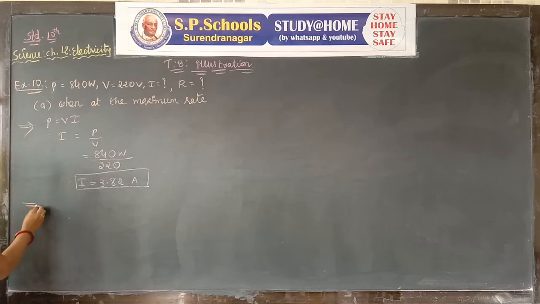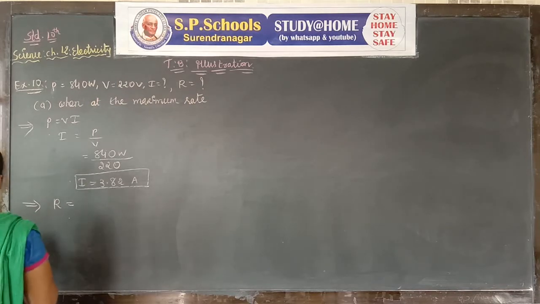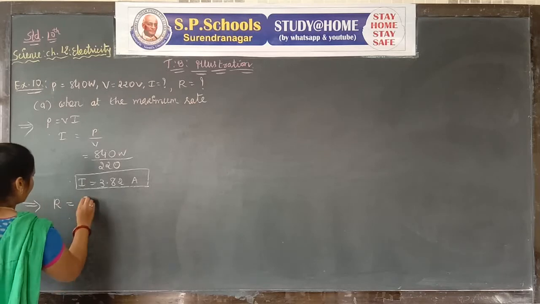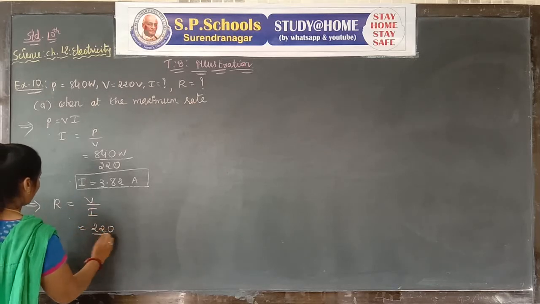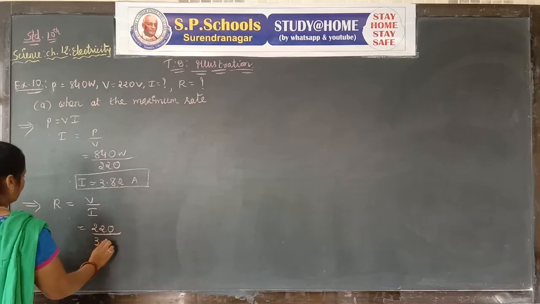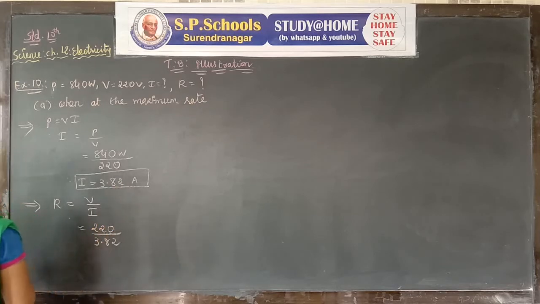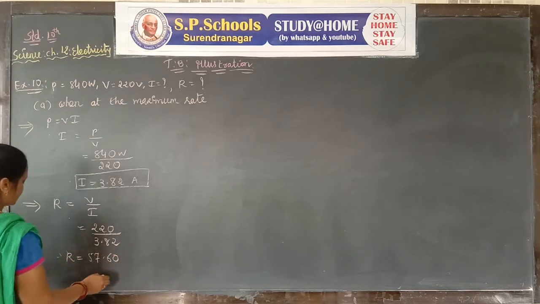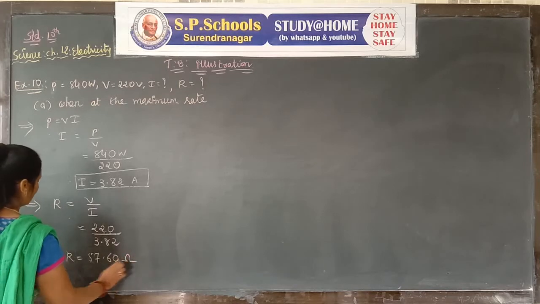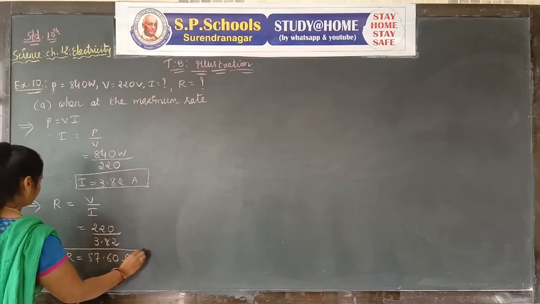Now we find resistance. According to Ohm's law, resistance R is equal to V upon I. V is 220, I we found is 3.82. When we calculate it, R is equal to 57.60 ohm.